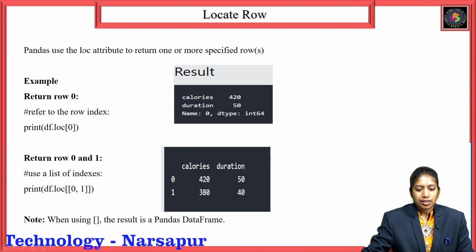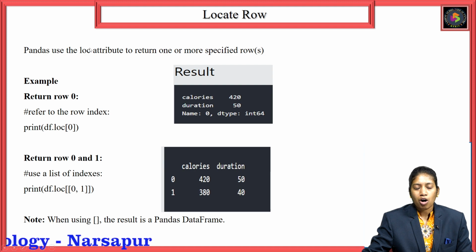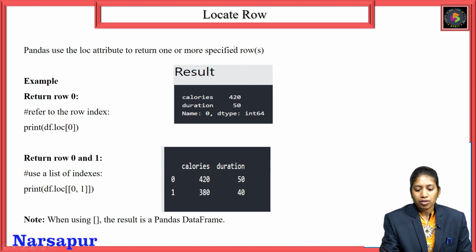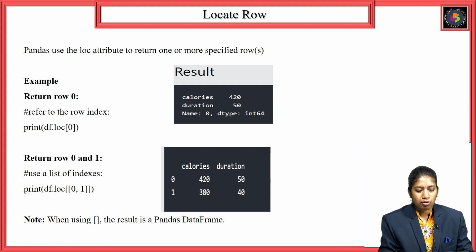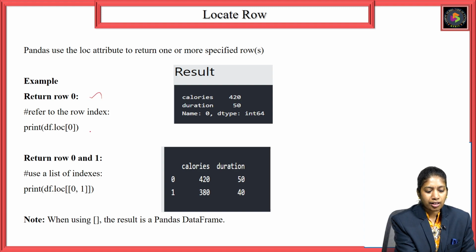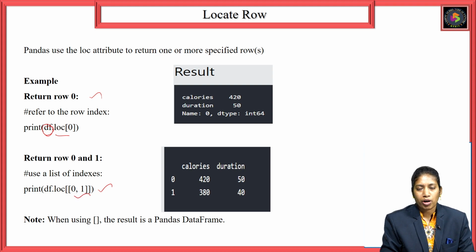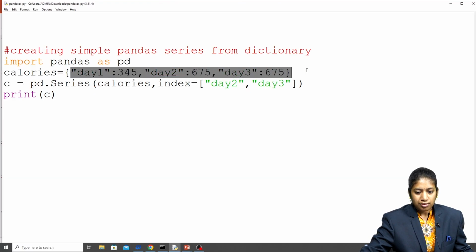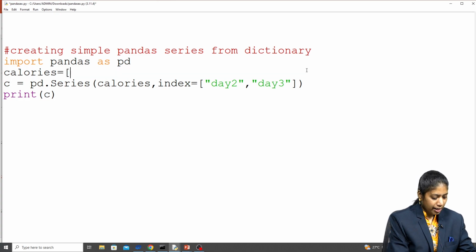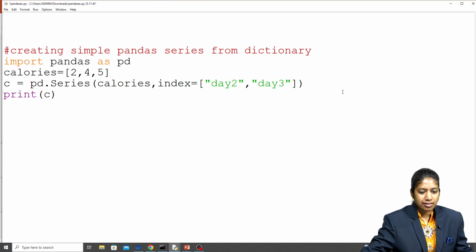The locate attribute is used to return one or more specific rows. To get one or more specific rows, we can go with the loc attribute. How is this locate attribute going to work? See, if I want to return row 0, I can give whatever the variable name is along with .loc[0]. If I want more than one, say row 0 and row 1, I'll give those specific locations within the square brackets. How to access that? Let me see. Instead of this, I'll pass a list like this. I pass the list.